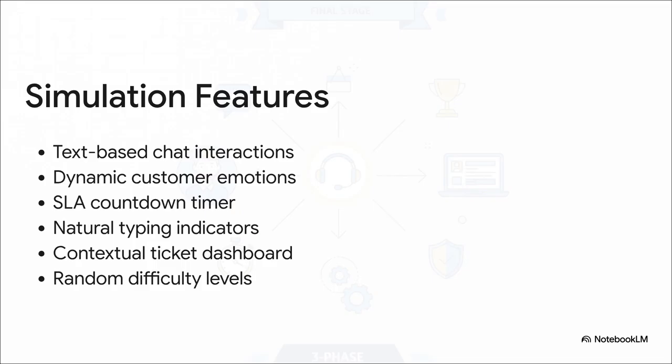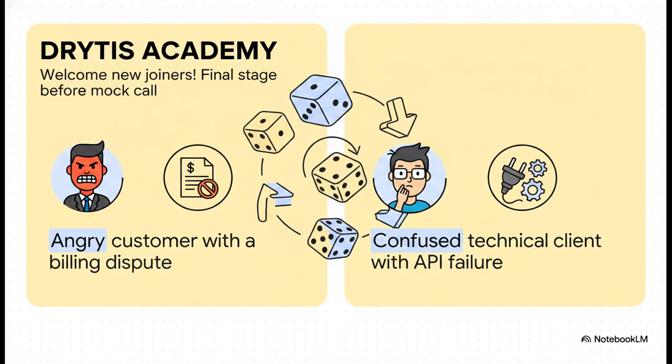And while this is all happening, you've got a strict SLA timer counting down, supernatural typing indicators making it feel like a real person is on the other end, and you'll be managing a contextual ticket dashboard the whole time. But you know what makes this challenge truly unique? It's the sheer unpredictability. The difficulty is completely random.